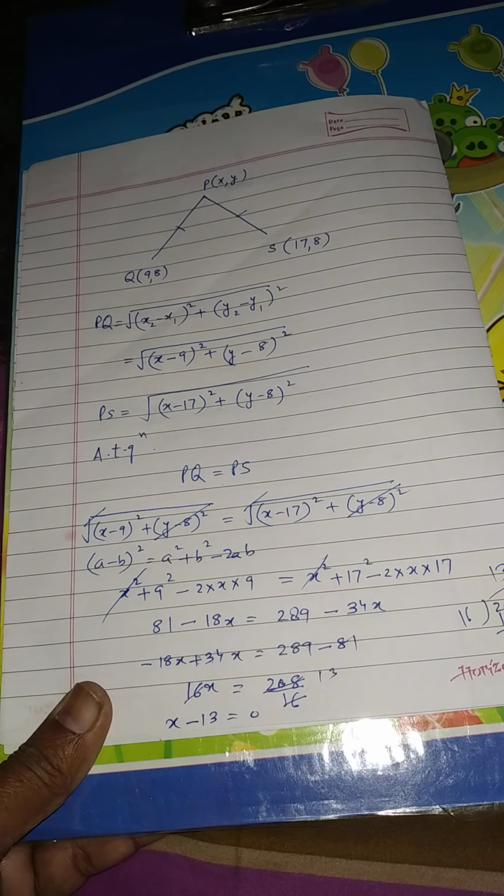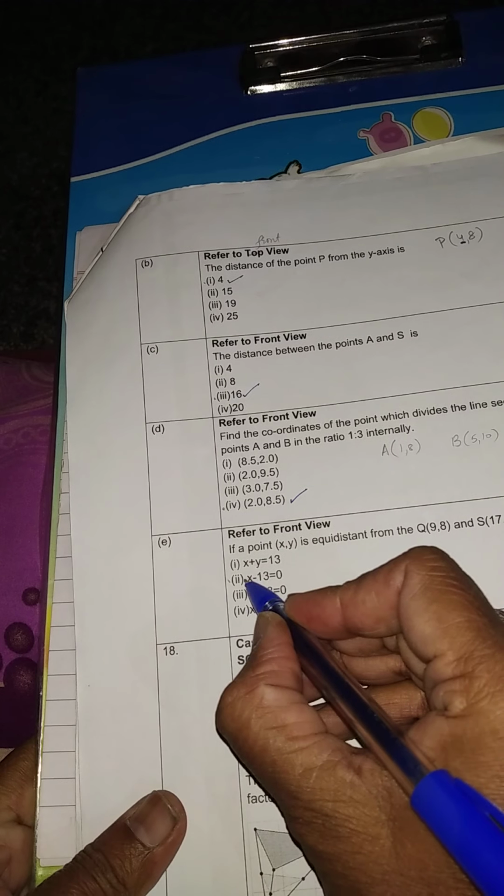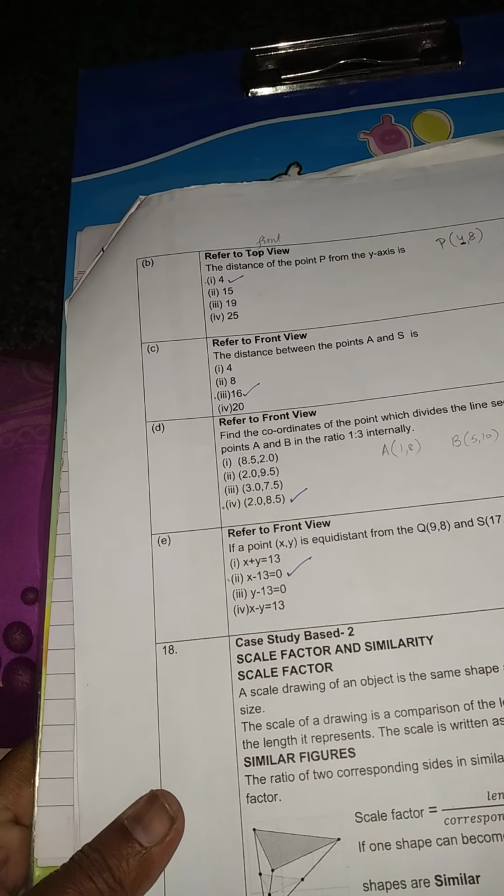So now see which option should be correct. X minus 13 means this second option will be correct. So this is the correct answer.